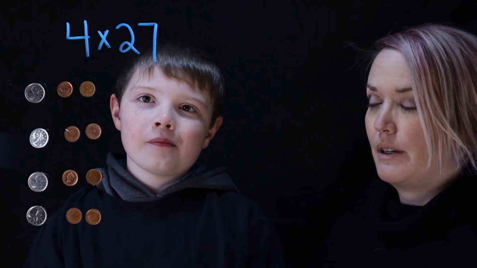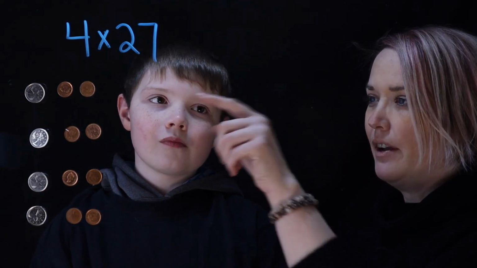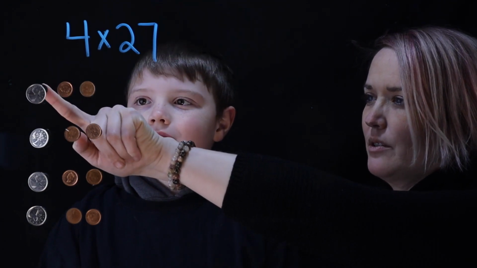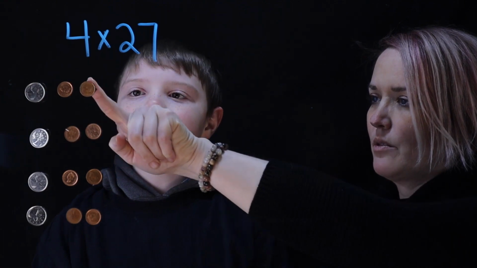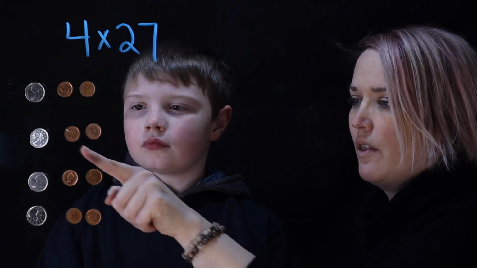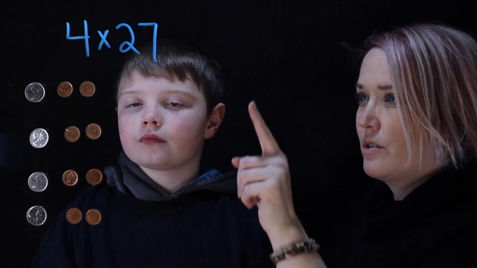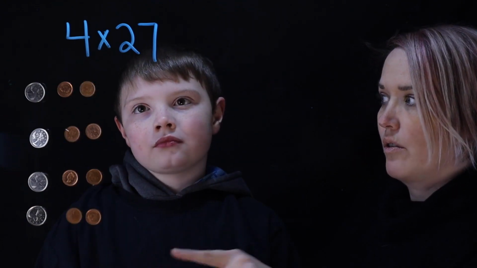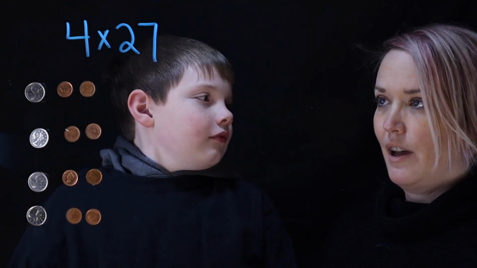So Grant, I went ahead because you explained to me how you see 27 in your mind. So a quarter, right? And then 2 pennies. So this is worth 25, 26, 27. And then we've got one group and then 2, 3, 4. So to figure out 4 times 27, we have to figure out how much in total here. So how are you going to do this?